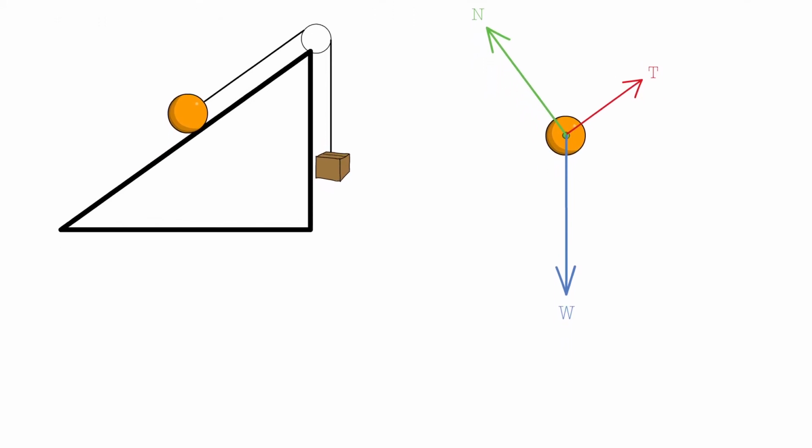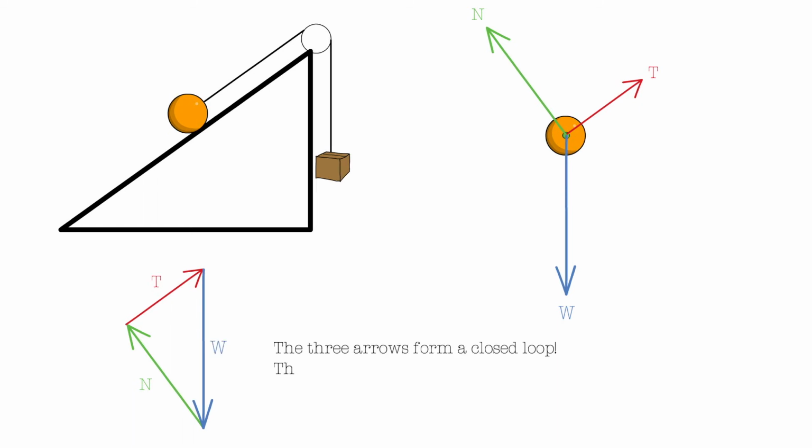If we connect the forces head to tail, it forms a closed loop. This closed loop means that there is no resultant force, for example, a stationary object. This is also the case for objects moving at a constant velocity.